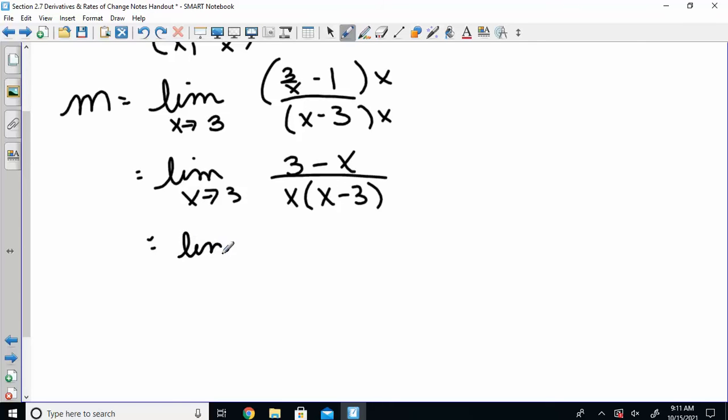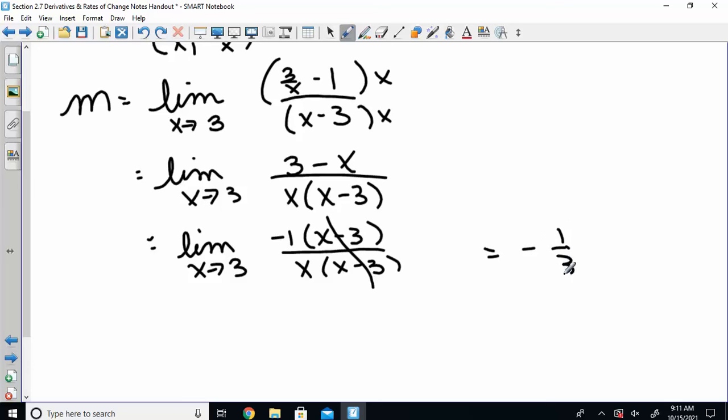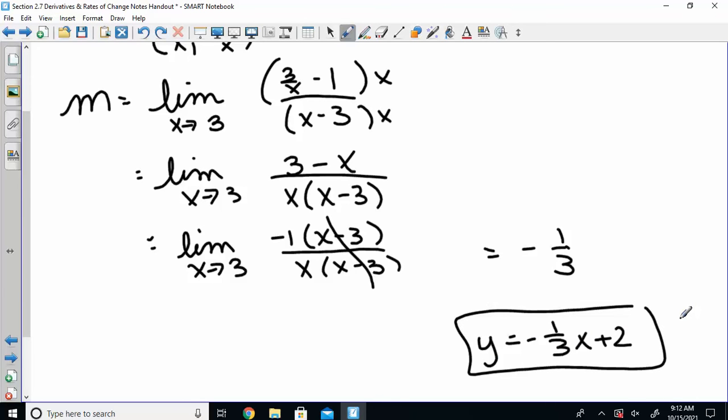They're almost the same, aren't they? What would I have to do to make them the same? Yeah, if I took out a negative 1, then it would be a positive x and a negative 3. Then those cancel and I can plug in, I get my negative 1/3. And then you do the same thing to find the equation from there. You just plug in your point and your slope. So we get the same thing.